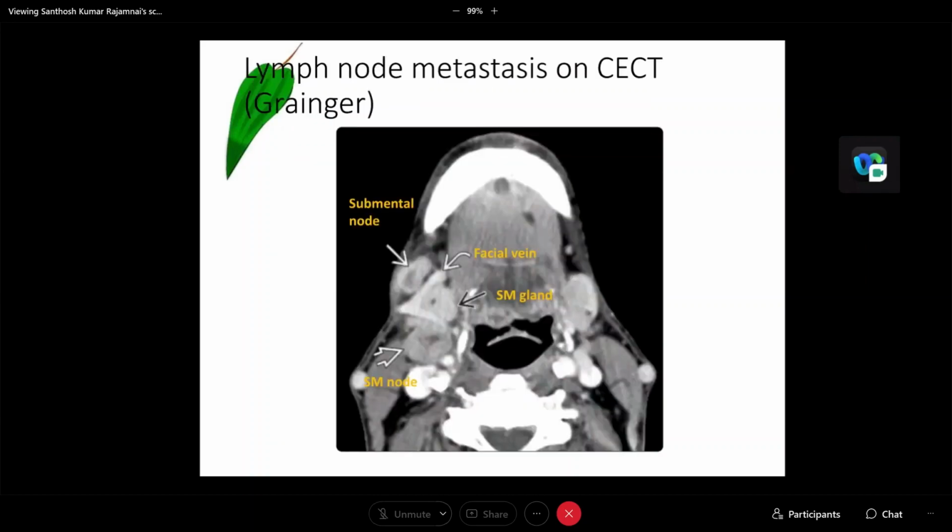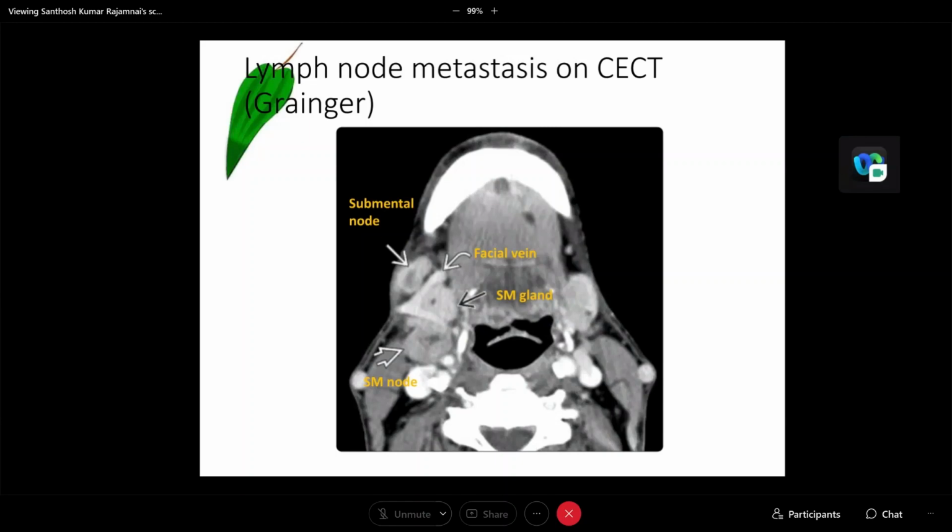Next, I want to talk about lymph node metastasis or occult primary. You have lymph node metastasis when you have a malignant deposit in a lymph node. This is a contrast enhanced CT scan. You can see level 1A and B nodes here. The level 1A nodes are submental nodes, and level 1B are submandibular nodes. The submandibular and submental nodes are separated by the facial vein, which you can see here as I have marked it. So these are two separate entities.